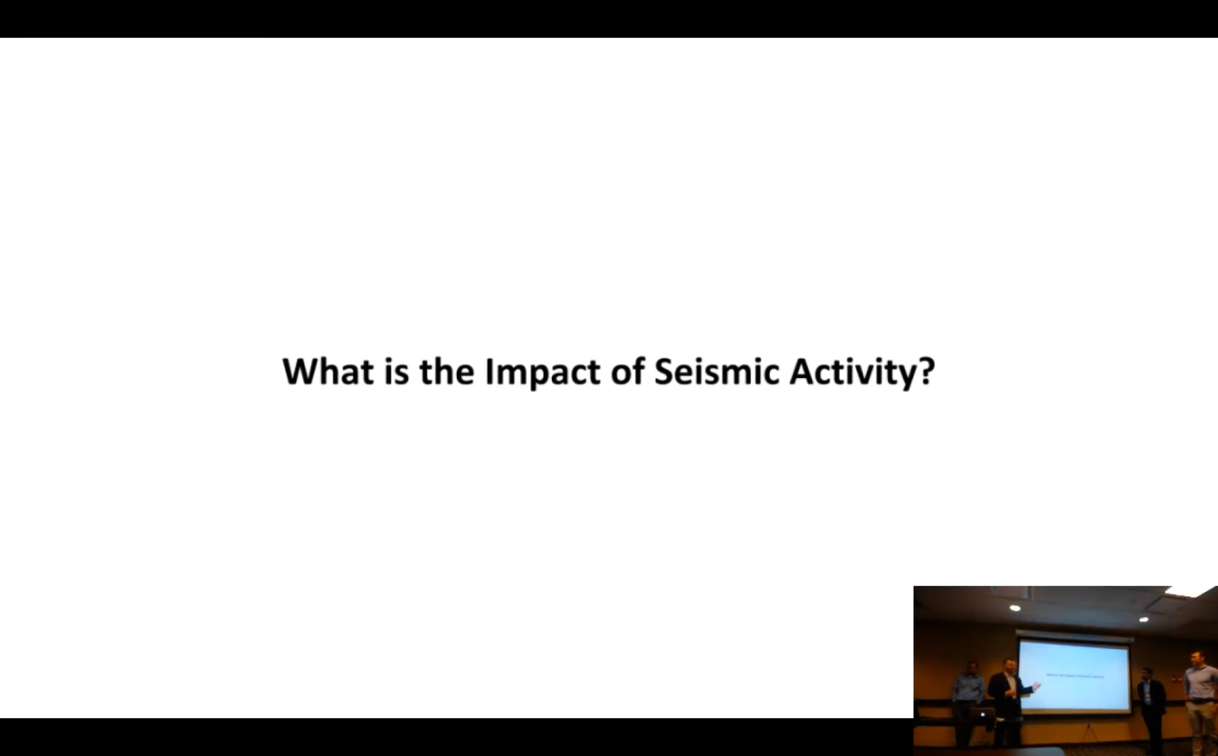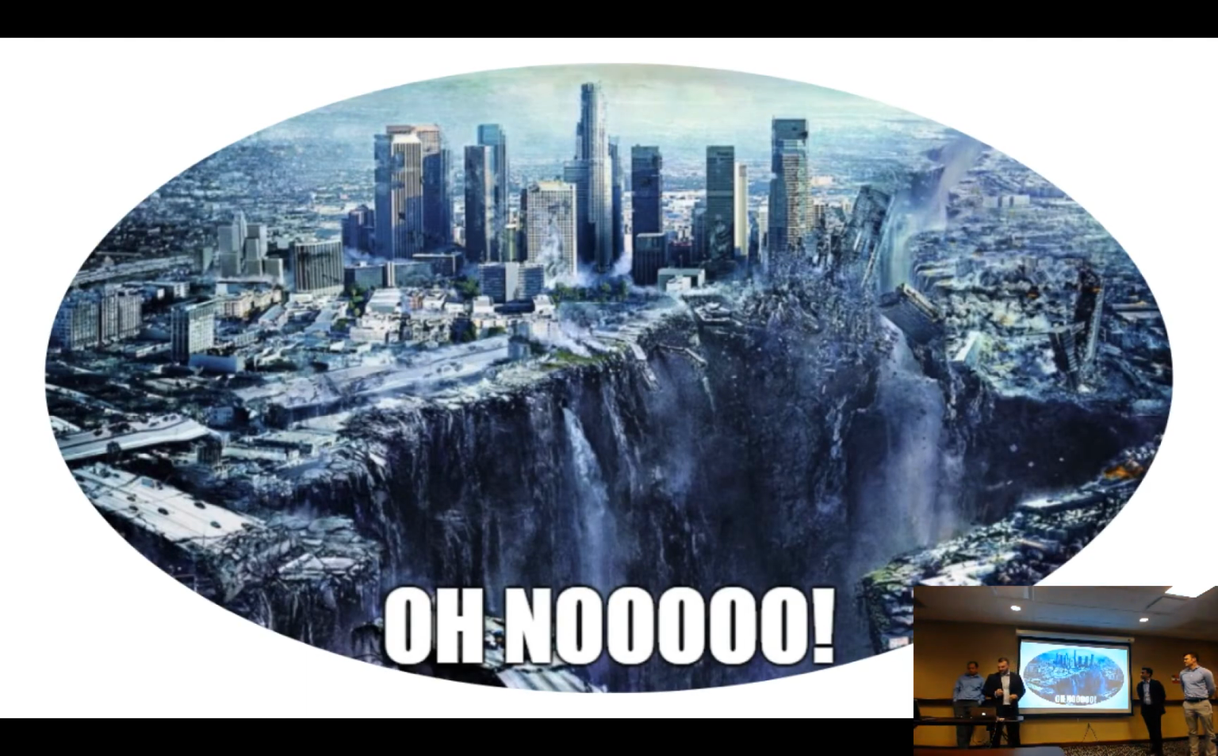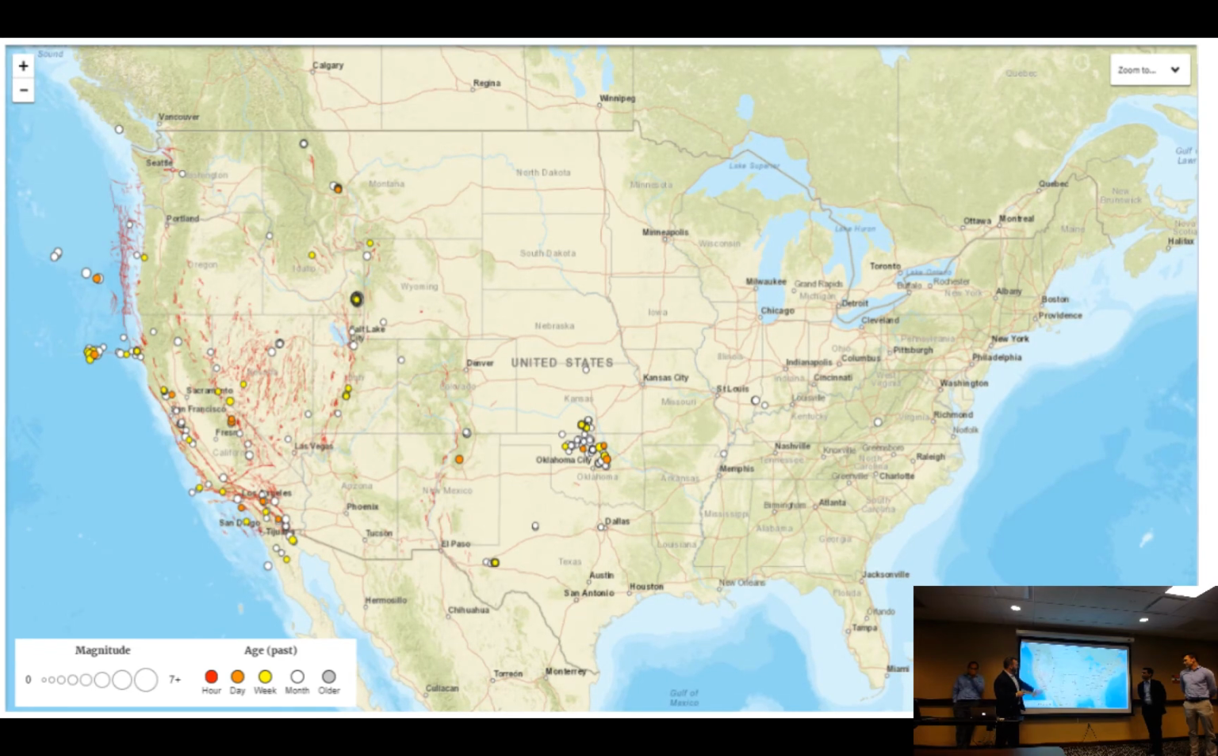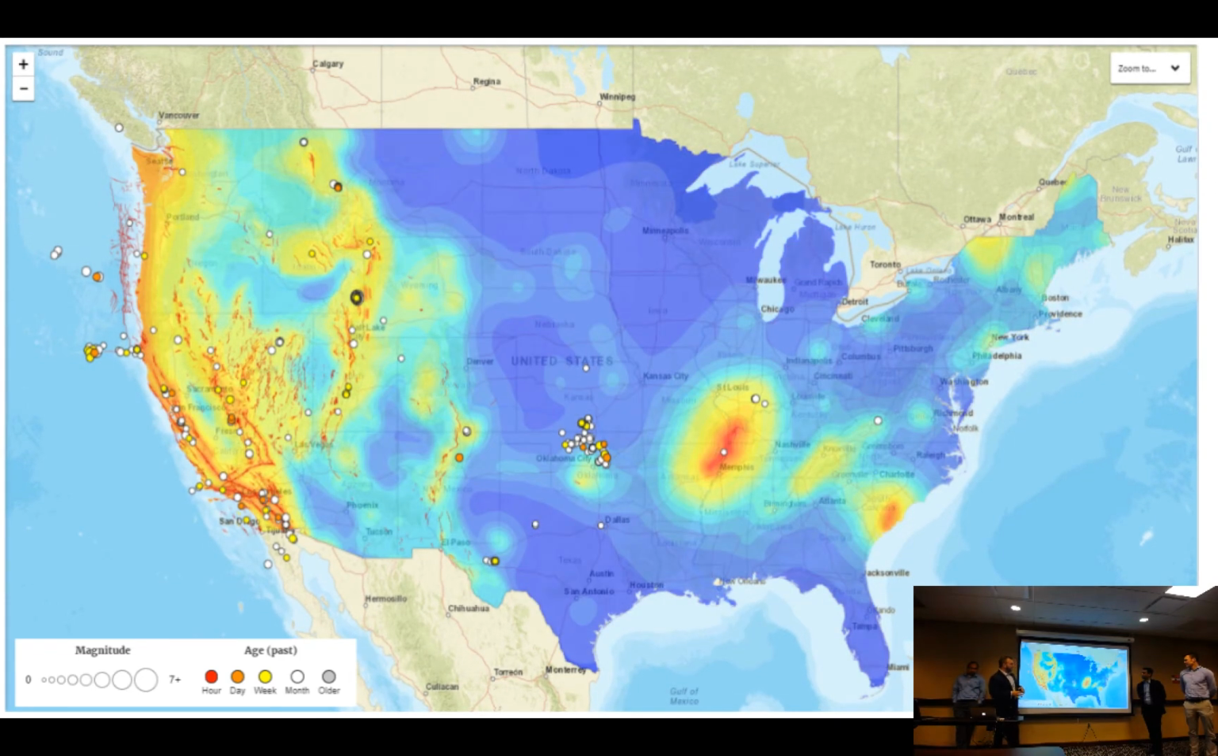So what is the impact of seismic activity? Now, if you guys are from the East Coast like myself, never been in an earthquake, you probably think it's something like this. But we did a deep dive on our data, and actually it's more like this. This is just the past 30 days of what we have encountered seismically off USGS, the United States Geological Survey. It's clustered in Oklahoma, with little clusters on the west coast. And here we have fault lines. But this is actually a heat map of where you're most likely to have seismic activity across the board.